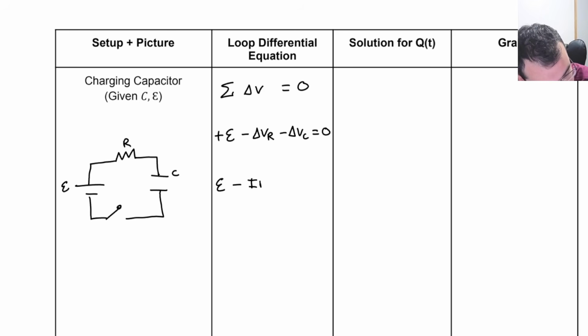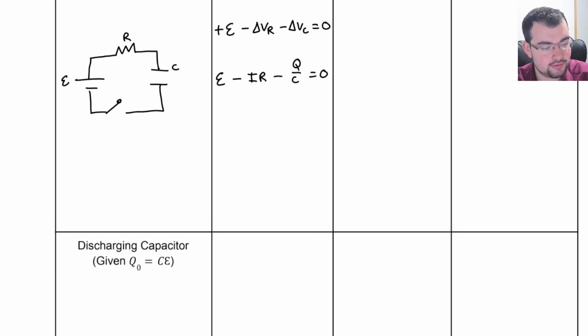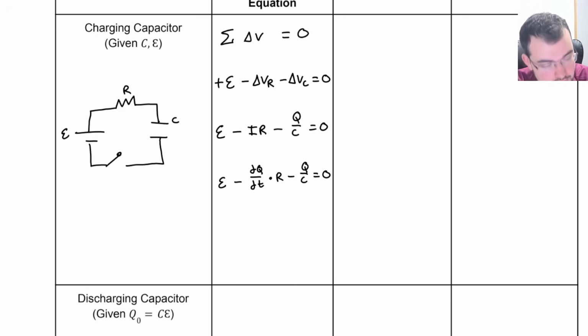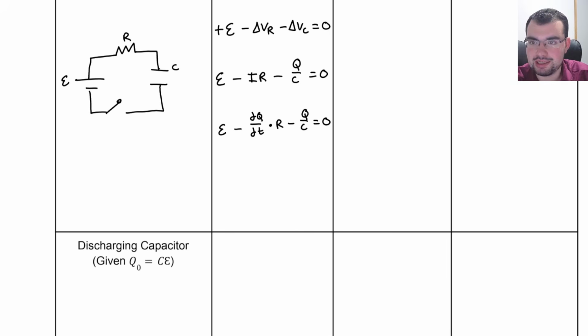Voltage drop across a resistor is I times R. Voltage drop across a capacitor is Q over C. Not a differential equation yet. We have to remember that current is the rate at which charge flows, so we can just write this I as dq/dt. No need to solve. But if you wanted to solve this for dq/dt, no, let's not. Maybe just to clean it up a bit, I might put the R in front of the dq/dt just to make it clear what the terms are, but we'll keep it like that.